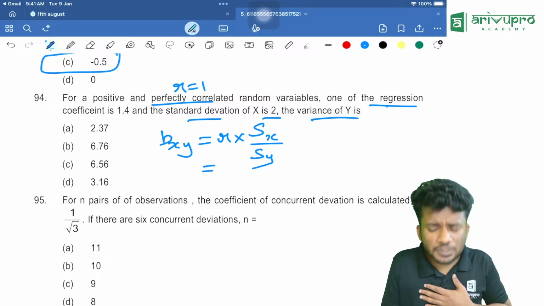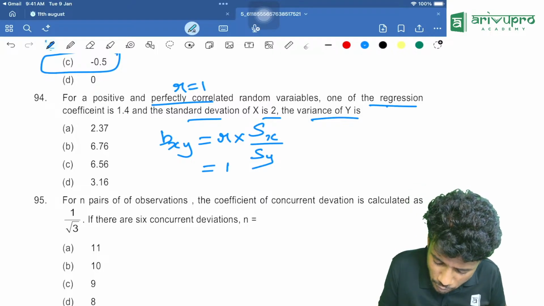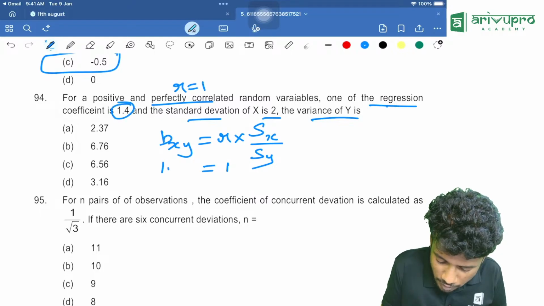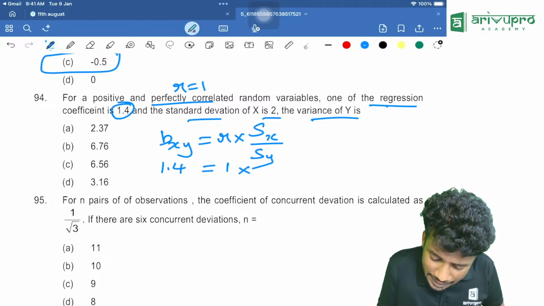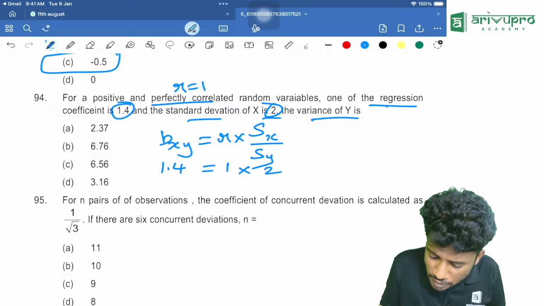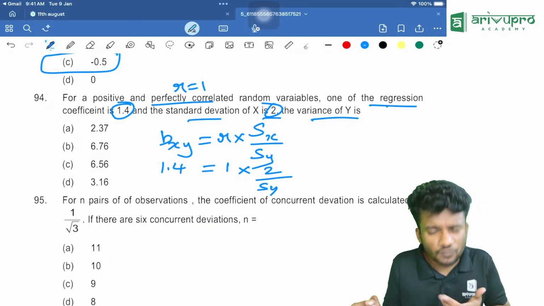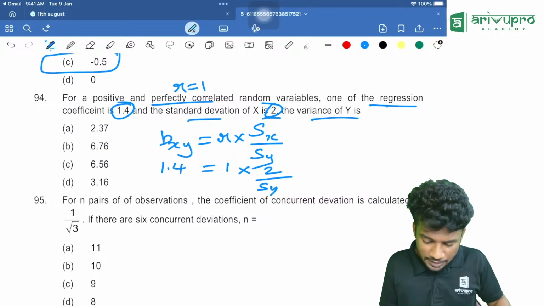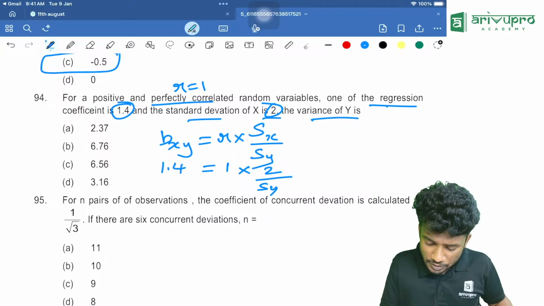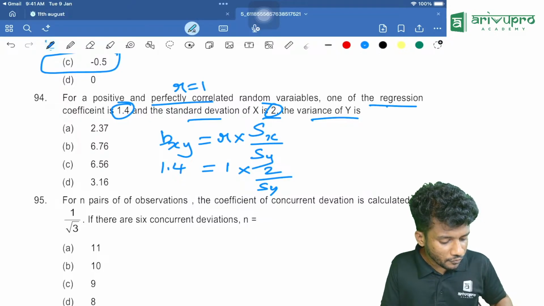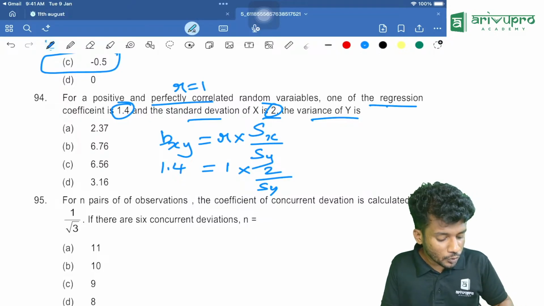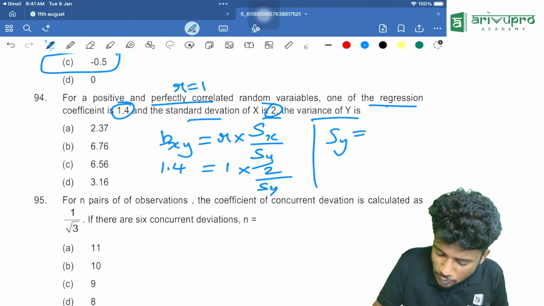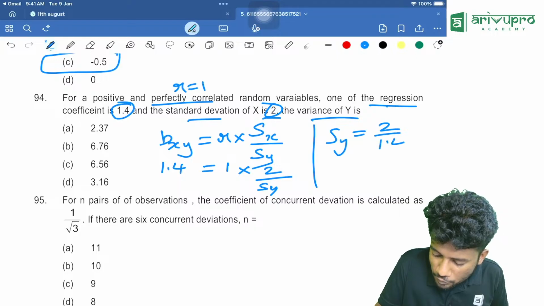Now people, substitute here. R value is how much? R value we know is equal to 1 into Bxy, we are assuming it as 1.4, into Sx, standard deviation of x, which is how much? 2. And standard deviation of y we don't have, we are finding it. David, good evening. Yes, now just take the calculator and find it. That is equal to 2 divided by 1.4, which is equal to 1.42, you will get it as standard deviation of y is equal to 1.42.